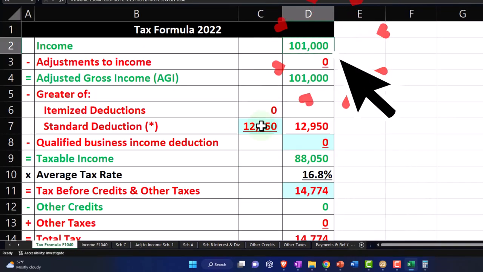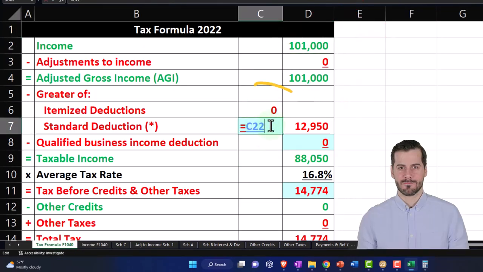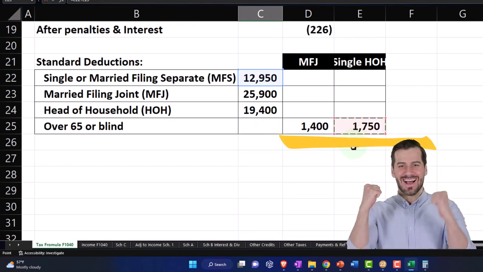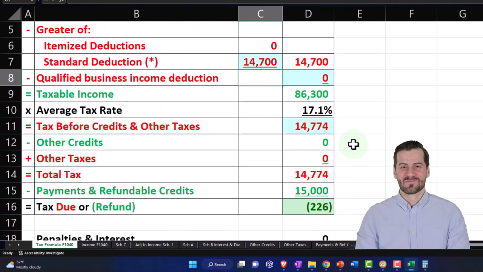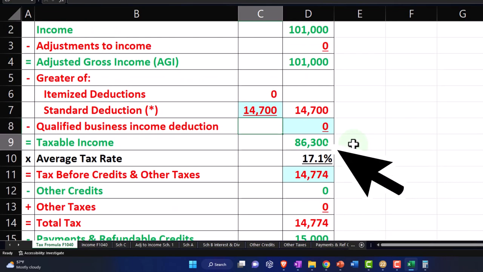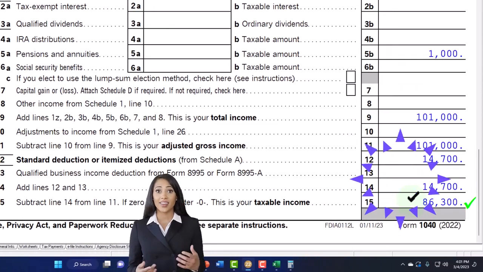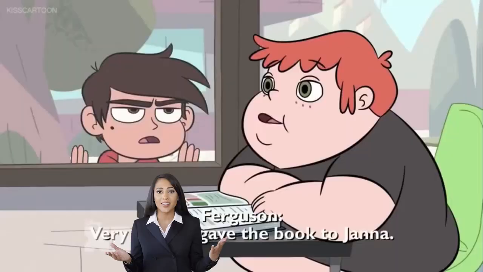So that matches out. My 12,009 has to be increased now by the fact that it's going to be another 1,750 because they're over 65, I believe. And then we've got the 86.3 matching right there. So that looks muy bien. Muy bien.